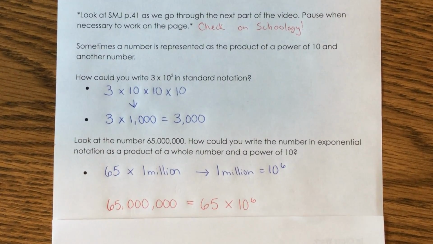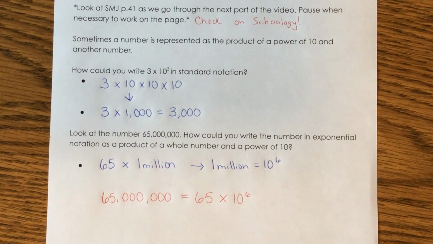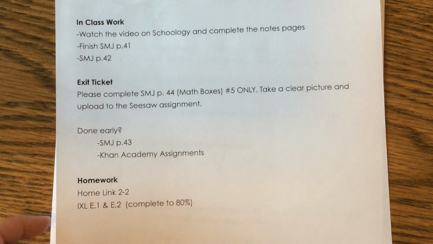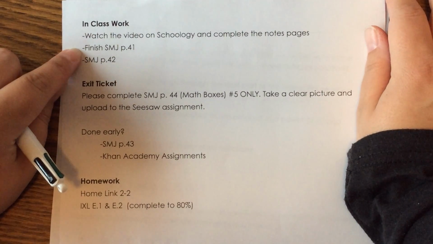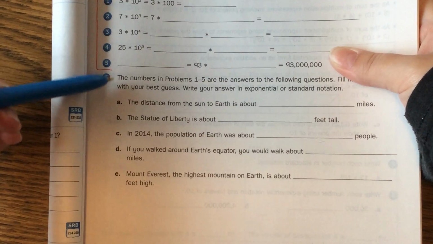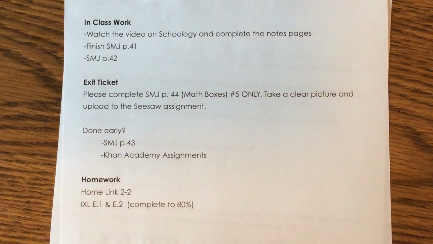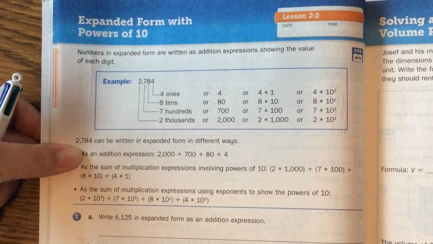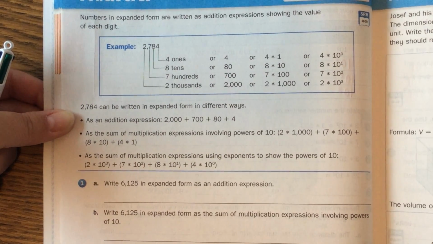You'll be working with some problems like this on following SMJ pages. 5th graders, here's what you will need to complete during the rest of class today. By now you should have finished watching the video, which is what we're going through. You'll need to finish the rest of SMJ page 41. That's this portion right here, the rest of number 6. When you're done with this, you'll go on to SMJ 42. That's this page. It's expanded form with powers of 10. Use the information in the example at the top of the page to help you.